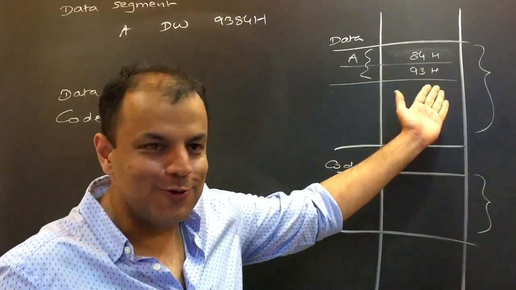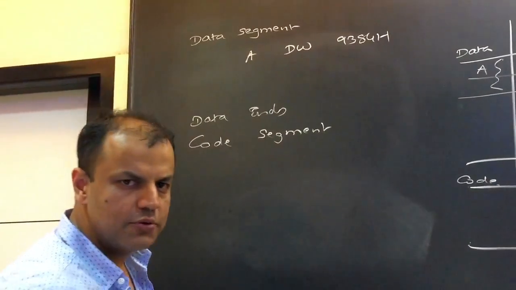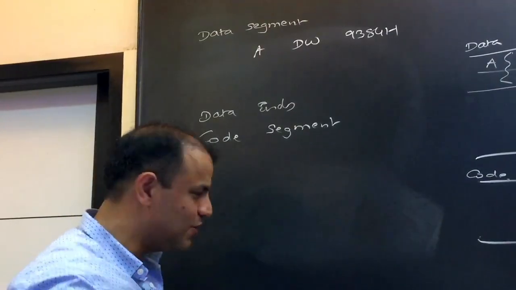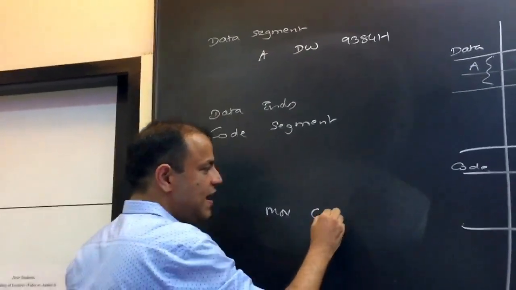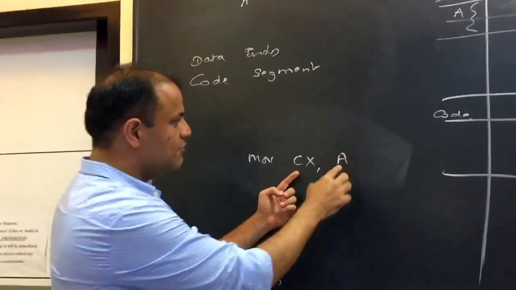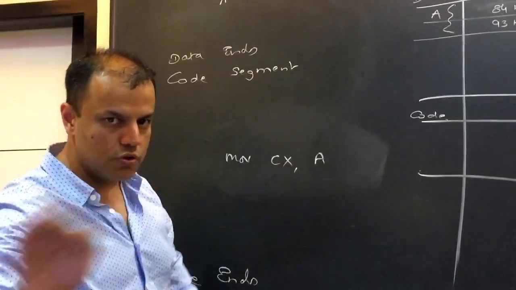Lower byte is always stored at the lower address, higher byte is stored at the higher address. Now, look. So that was A. Just a small test of yours. Come on, just a small test. If I write move CX, A, who is getting what? CX is getting the value of A. What is the value of A? 9384. CX will get 9384, no doubt.